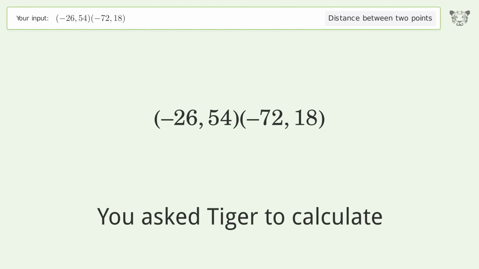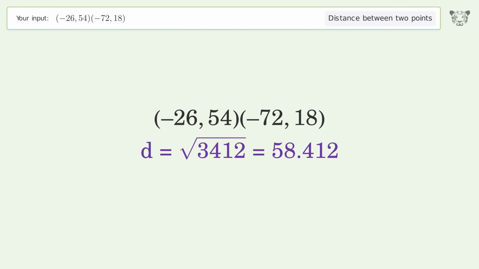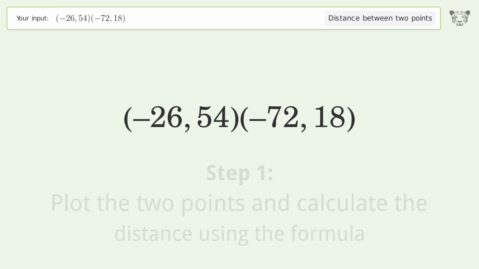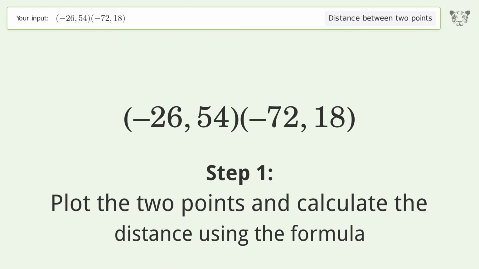You ask Tiger to calculate. This deals with the distance between 2 points. The distance between the 2 points is the square root of 3,412 or 58.412. Let's solve it step by step. Plot the 2 points and calculate the distance using the formula.